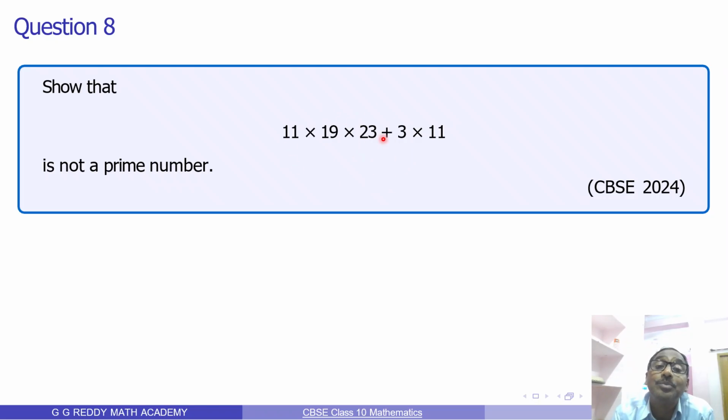That means you will get a composite number. Do it properly and write the reason correctly.